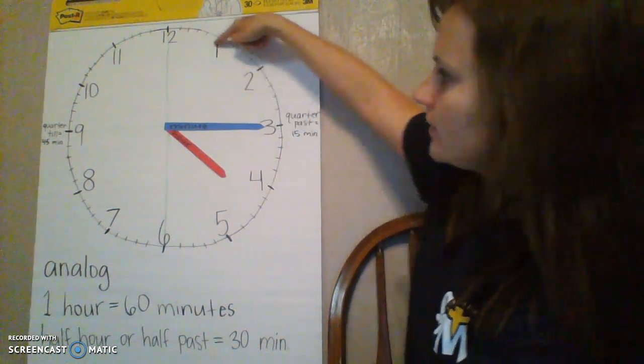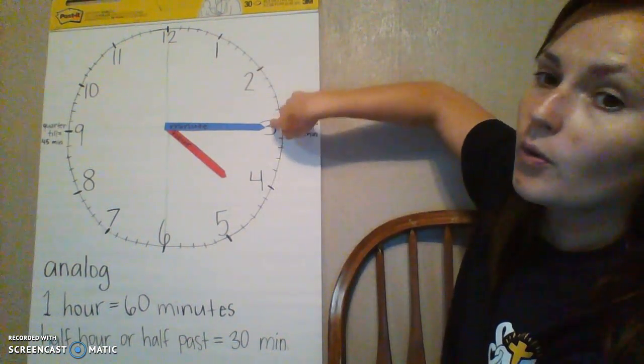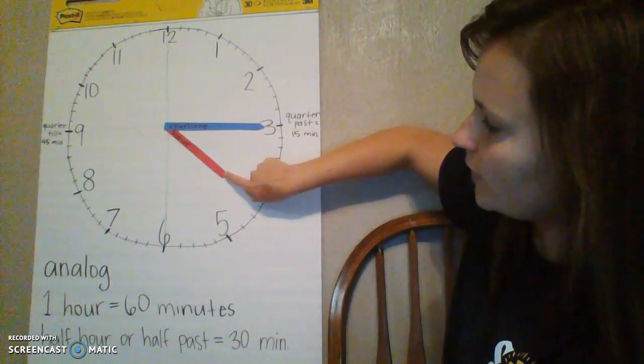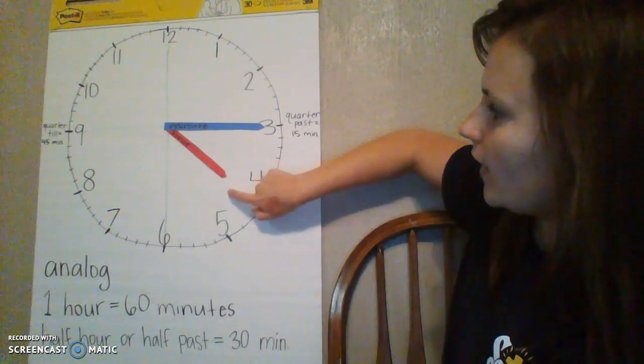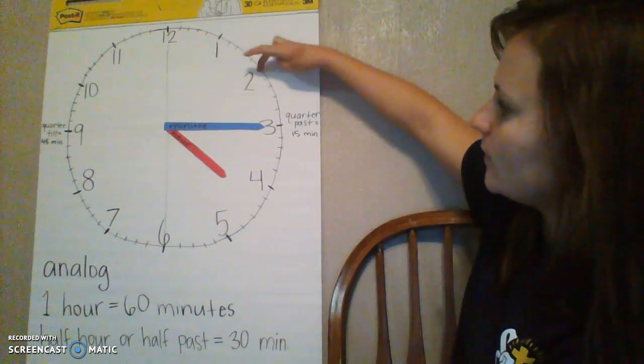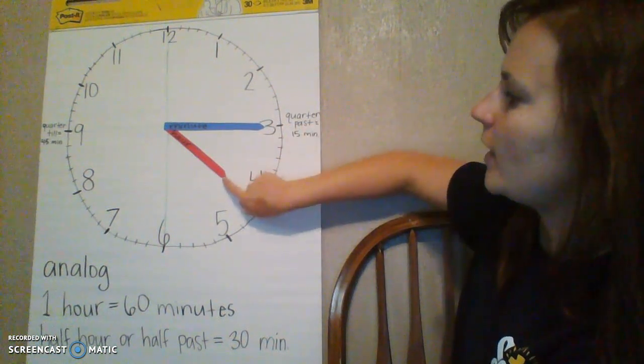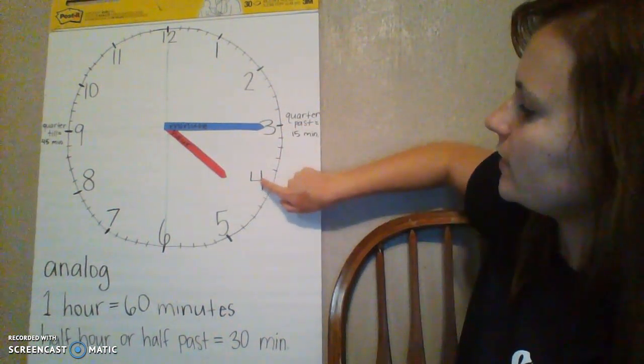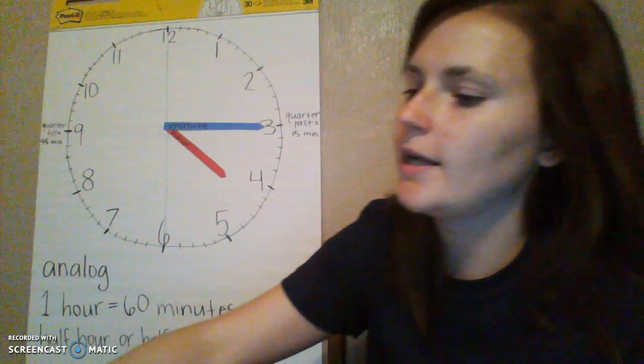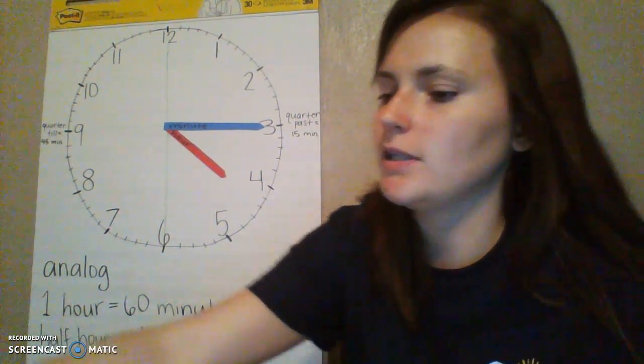So my minute hand has only moved a quarter of the way. So I'm only going to move this one a little bit. Okay, so we have 5 minutes, 10 minutes, 15 minutes. And remember the hour hand, we move it to the smaller number. So right now it is 4:15.